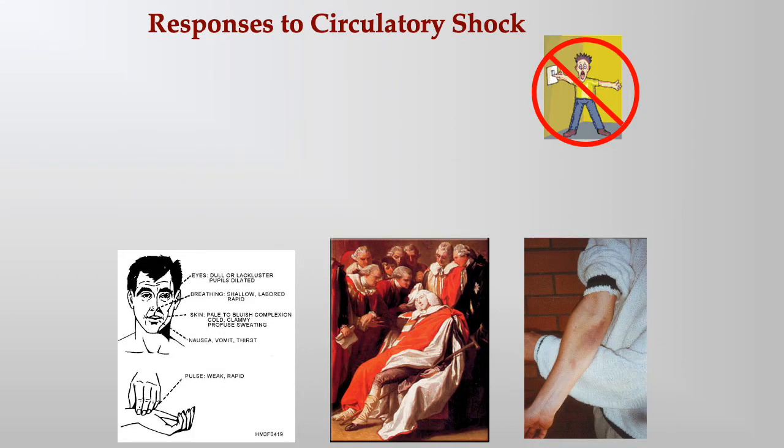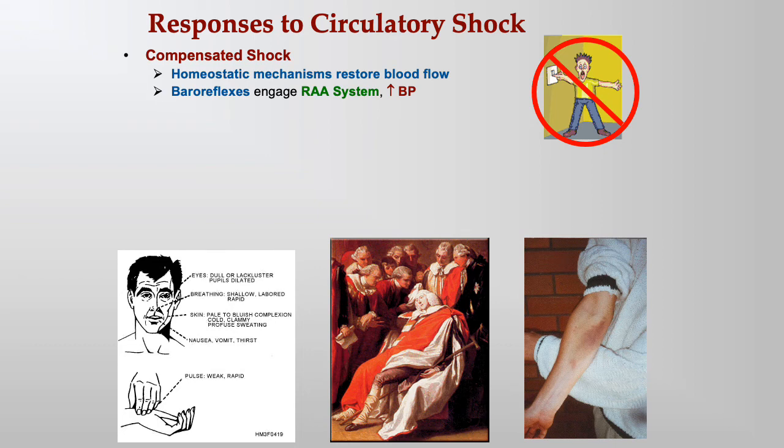So how does your body respond to circulatory shock? Well, you can have what's called compensated shock. This is where your body initiates mechanisms to counteract the shock, various homeostatic mechanisms to restore blood flow. Baroreflexes engage the RAA system, the RAAS. Remember, a drop in blood pressure in the kidney causes a release of renin, which converts angiotensinogen to angiotensin 1, which goes to the lungs, where ACE converts it to angiotensin 2, and then the whole cascade of things, aldosterone and ADH and so on. Review that, you need to know all that. That will raise your blood pressure.